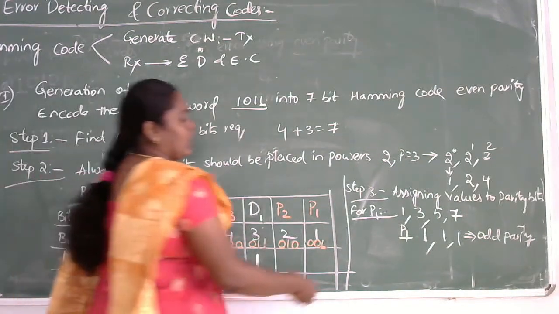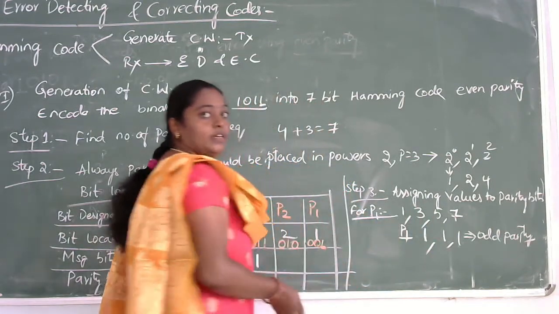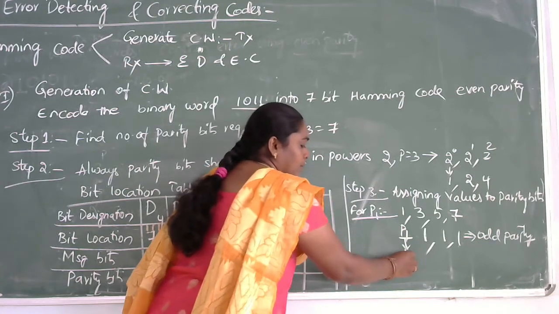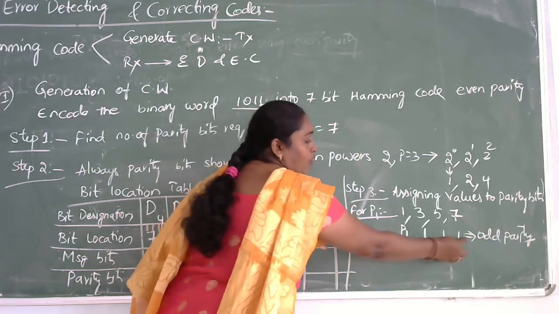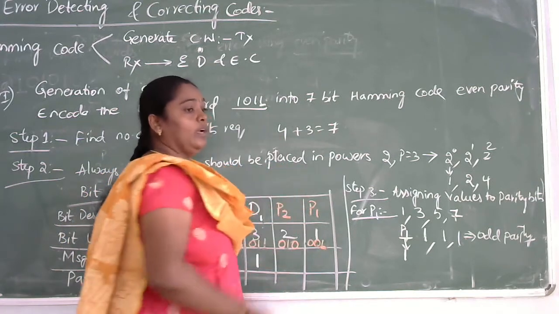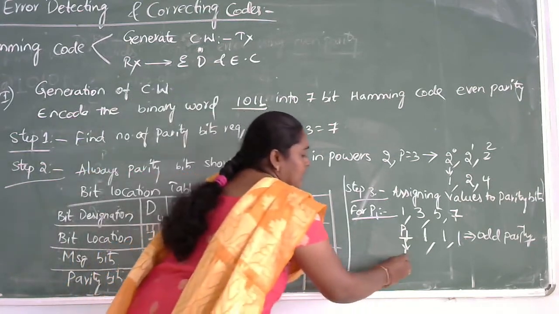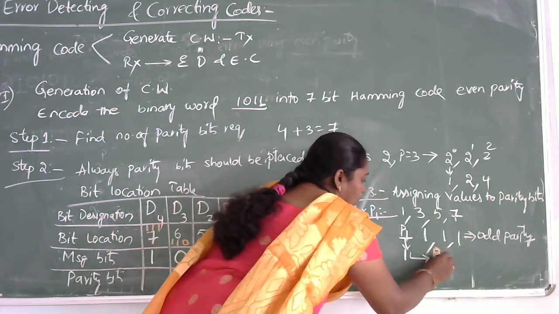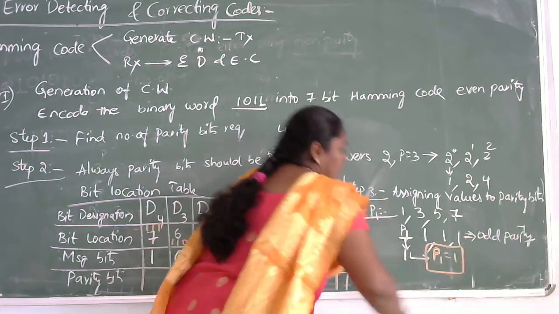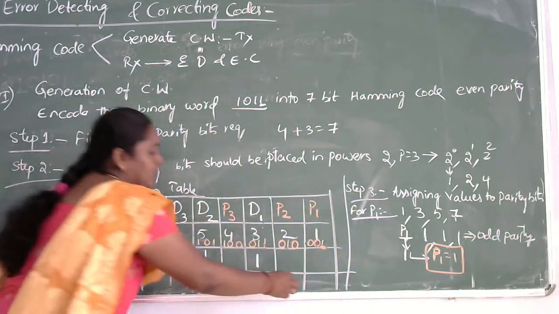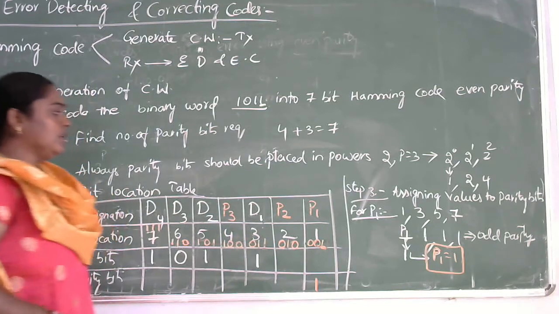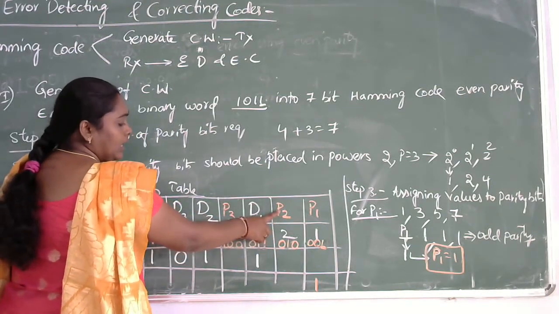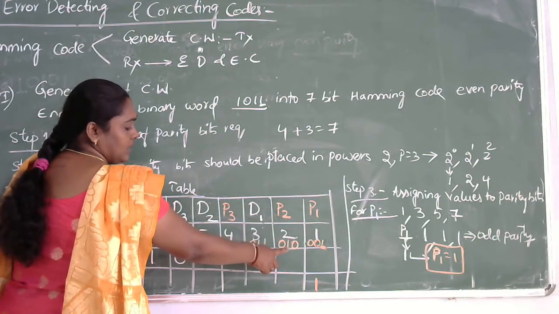So, if I want to convert this odd parity into an even parity, I want to make P1 equal to 1. If I make P1 equal to 1, I am getting 4 ones, which is equivalent to even parity. That is the reason here I am writing P1 is equivalent to 1. So the value of P1 is 1.